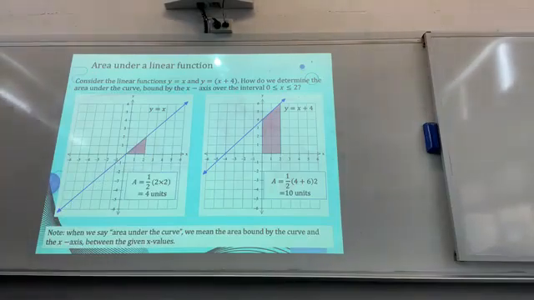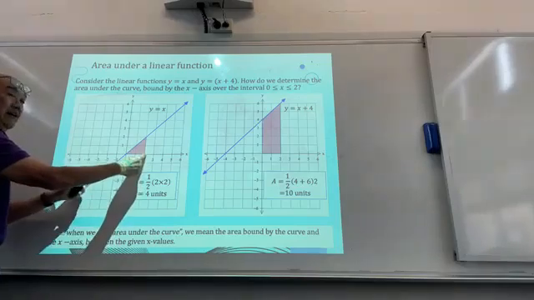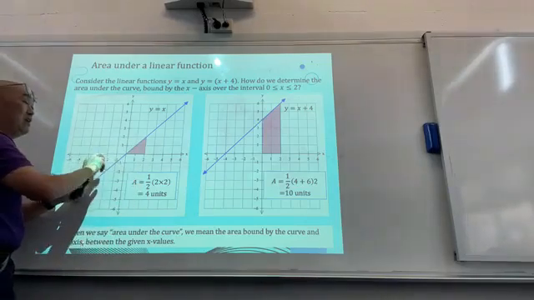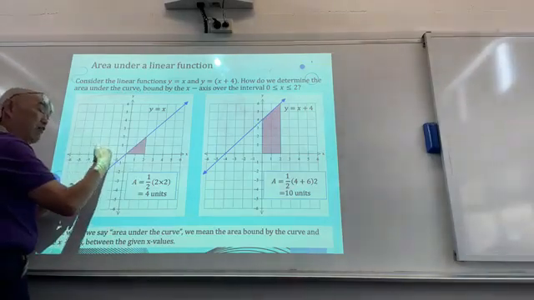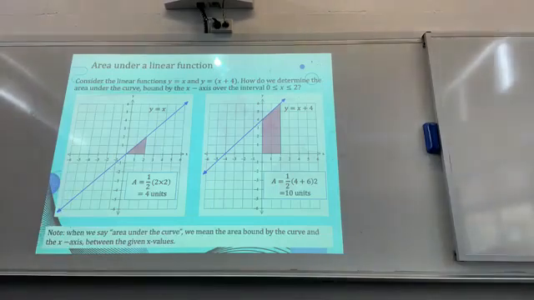Now, area is always positive. So there will be a situation where you may have an area here and an area here, and you found a negative area and a positive area. But you've got to make sure that you convert the area here into positive. All right? I'll show you that a little bit later, not yet. But just remember, area is always positive.